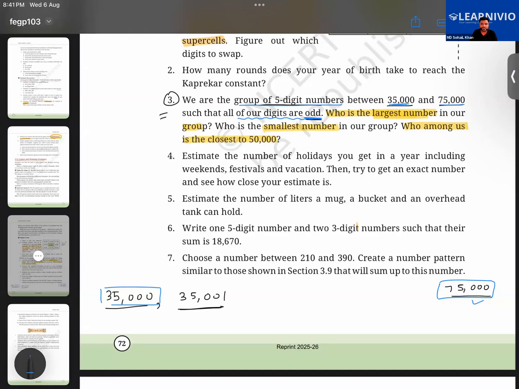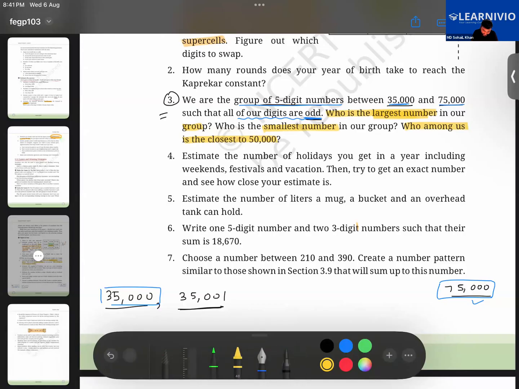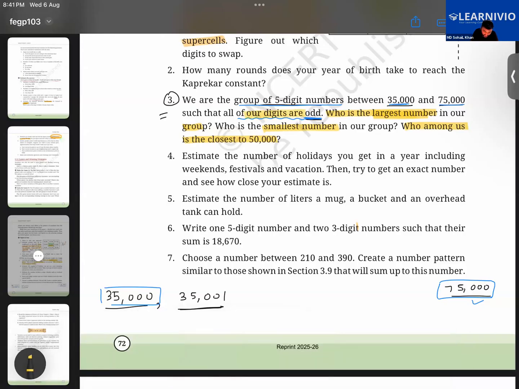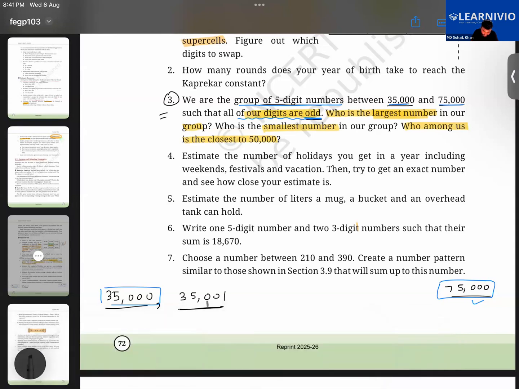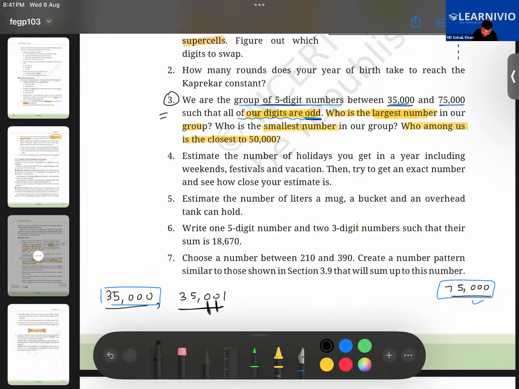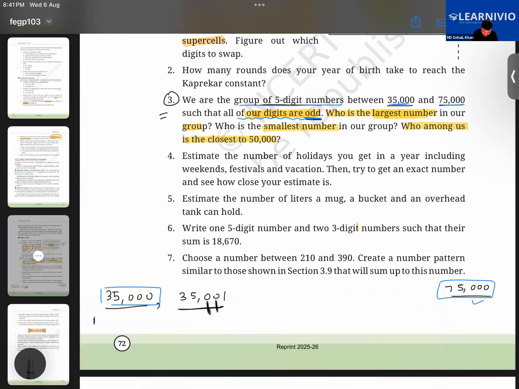Now, the smallest number will be 35,111. Exactly. Why so? Because everyone look at the question here. It says all of our digits are odd, but here all the digits are not suitable. The odd digits start from where? They start from one. One, very good. 1, 3, 5, 7, like that. So we will change these two zeros to 1. So 35,111.